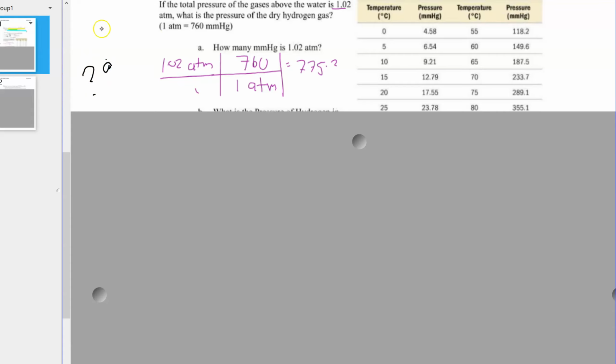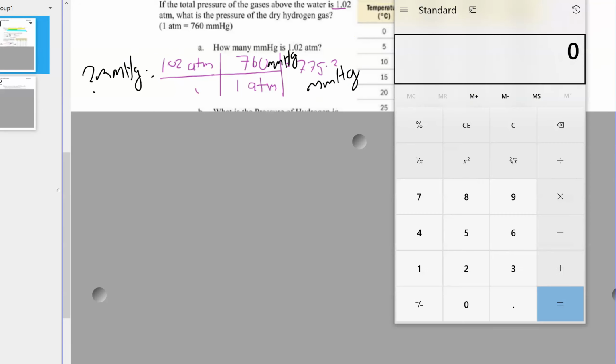millimeters of mercury. Oh, I did that backwards. You could say question mark millimeters mercury is equal to 1.02 atmospheres over 1. We want to cancel atmospheres and go to millimeters of mercury. And so your final answer is going to be 775.2 millimeters of mercury. So if you want to double check in your calculator, we're taking 1.02 times 760, and you get 775.2.